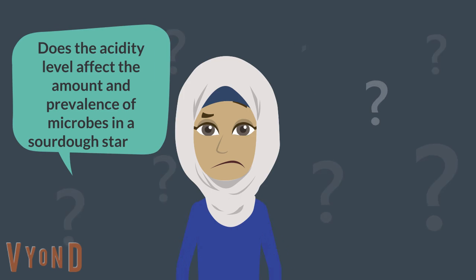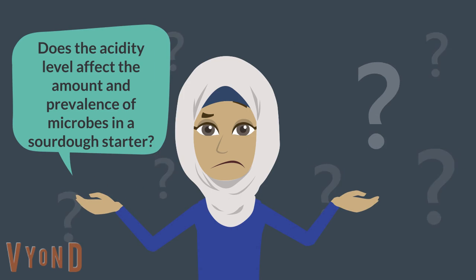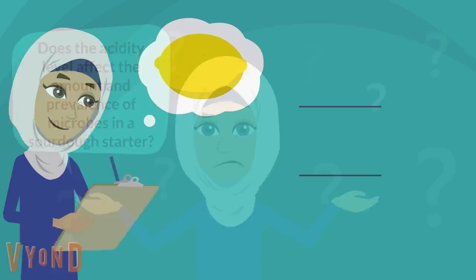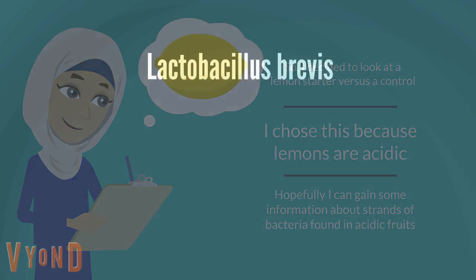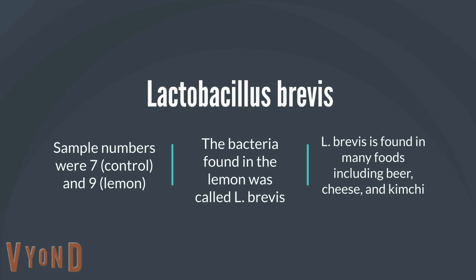So this brings me to my research question, which was, does the acidity level affect the amount and prevalence of microbes in a sourdough starter? So I decided to look at a lemon starter versus a control starter from last semester. I chose this because lemons are acidic, and hopefully I can gain some information about strands of bacteria found in acidic fruits.